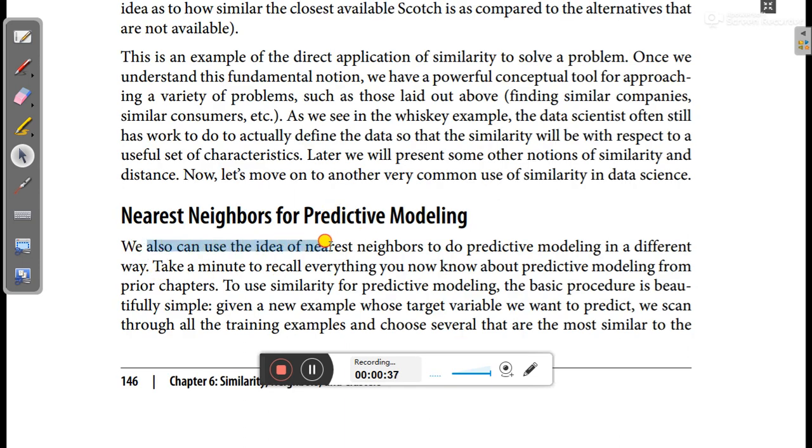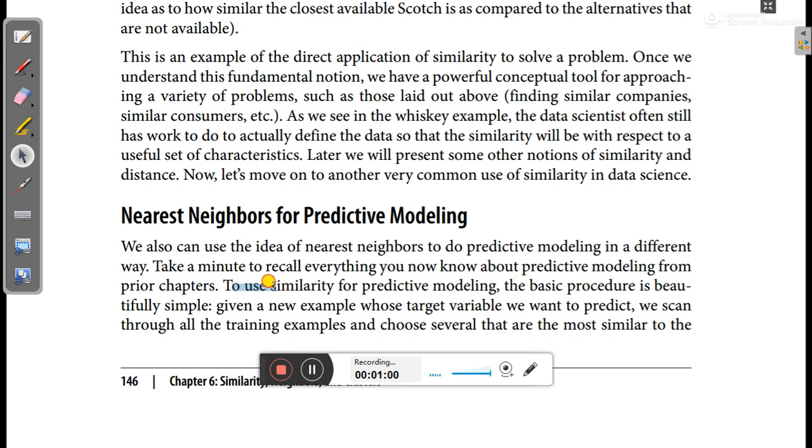We also can use the idea of nearest neighbors to do predictive modeling in a different way. Take a minute to recall everything you know about predictive modeling from prior chapters. Predictive modeling is basically how we can use whatever data we have from the past to predict things in the future.